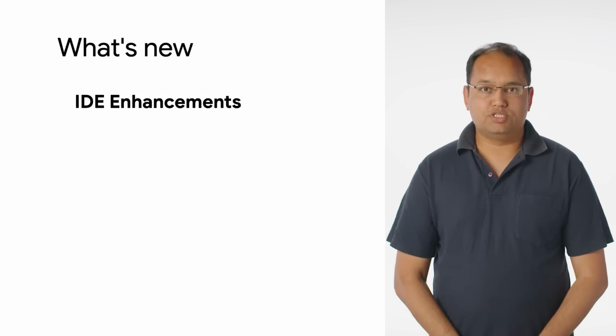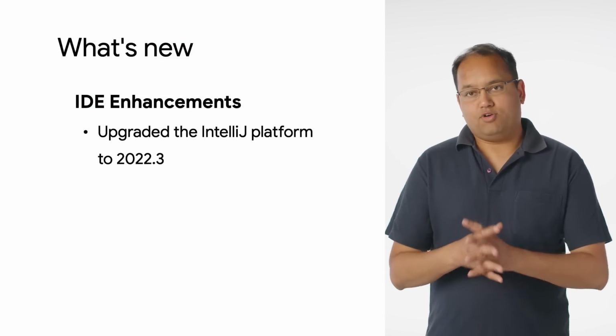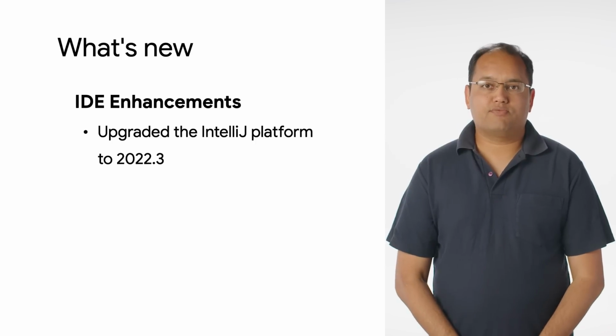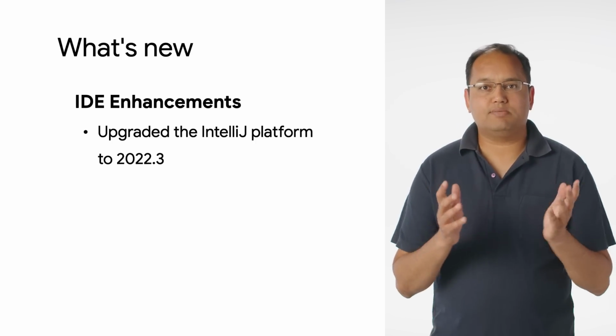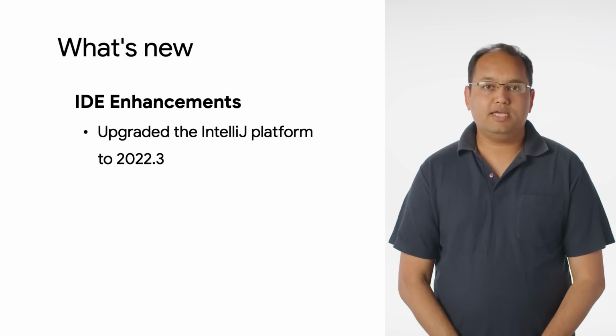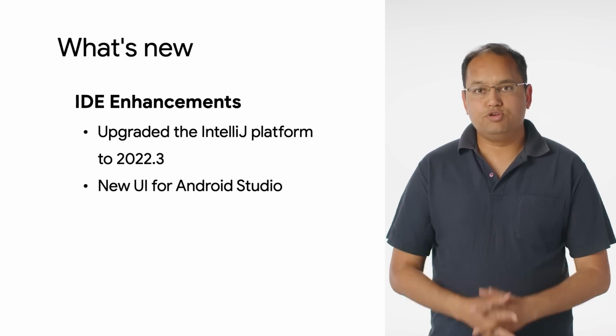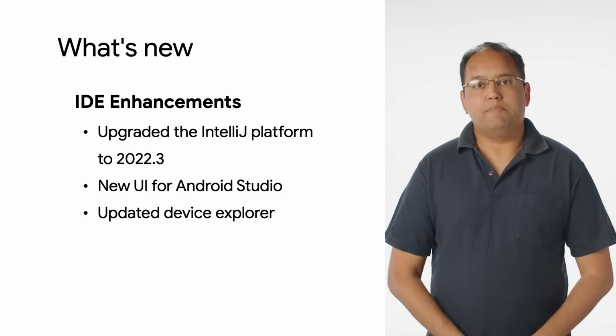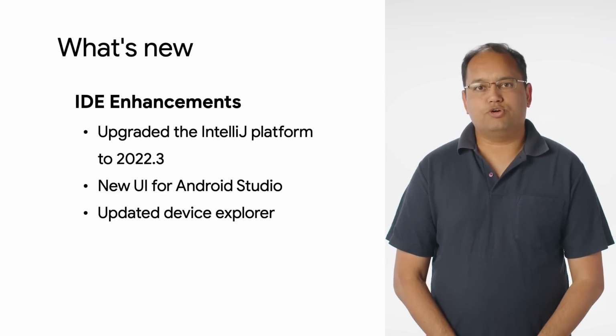Today, we are thrilled to announce the stable release of Android Studio Giraffe version 2022.3.1. In this Android Studio version, we've upgraded the IntelliJ platform to 2022.3 with lots of new features and bug fixes. And you can find some amazing Android-specific IDE enhancements, like the brand new UI, an updated Device Explorer, and a new diagnostic and bug reporting tool for Android Studio.